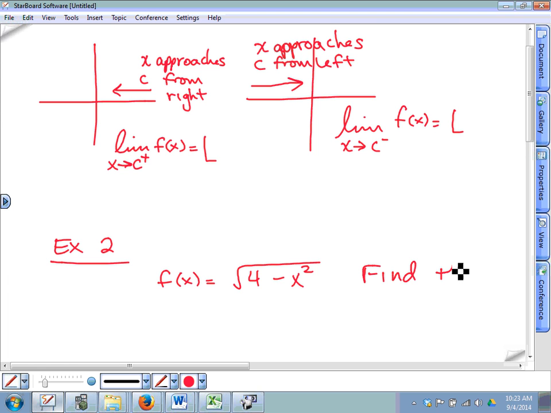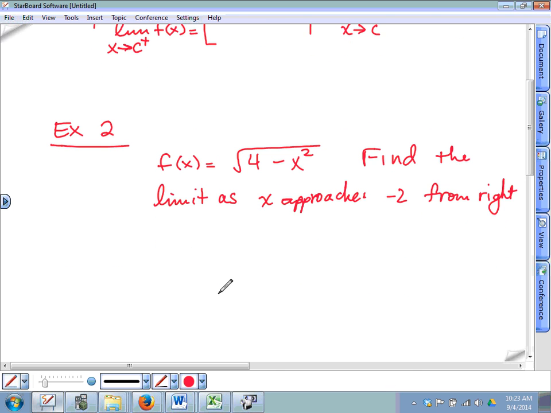I want you to find, or we're going to discuss, find the limit as X approaches -2 from the right. So we're doing a one-sided limit. So we're not coming at -2 from both sides of the graph. We're only coming at it from the right side. Let's draw a graph first of all. Just for sake of time, and this is something you guys would be best to start recognizing, because you see this type of a function every now and again. It's just one of the halves of a circle.